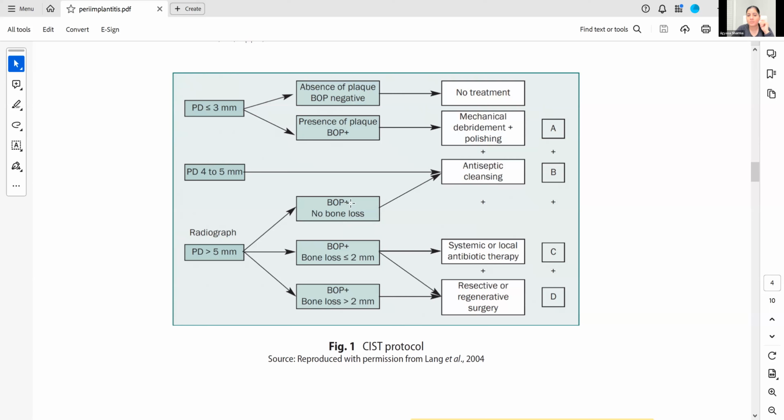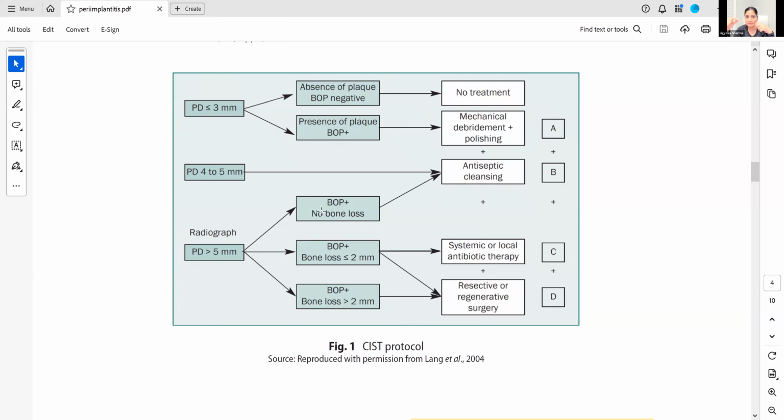So bleeding on probing is positive, but no bone loss is seen. Again, for peri-implantitis, you have to have 5 mm and more probing depths, plus 2 mm and more bone loss. So if there is no bone loss, still surgery is to be avoided. It will remain, again, non-surgical management. So both the factors have to be positive.